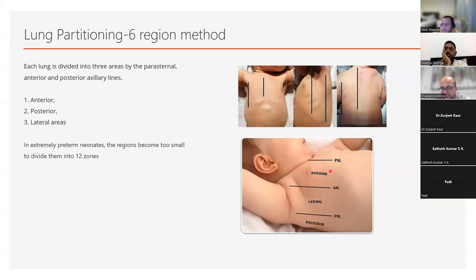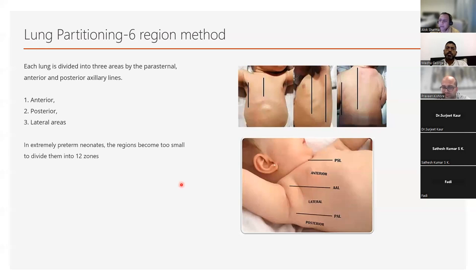And if you want to decide on whether you want to give surfactant to the baby using BRAT score, you're only going to use the anterior region, divide it into upper and lower, and the lateral region. Again, there's a lot of talk about the lateral region being quite large and how you interpret images, but we'll talk about that at that time.